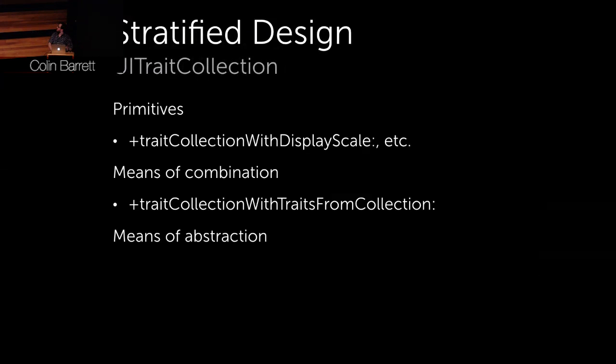Is there a means of abstraction for trait collection? Do we have some way to take a set of traits and name them as a unit, or sort of define them in terms of other traits? Not really. Maybe someday. Maybe somebody can figure out how to do it as a library. That would be pretty sweet.